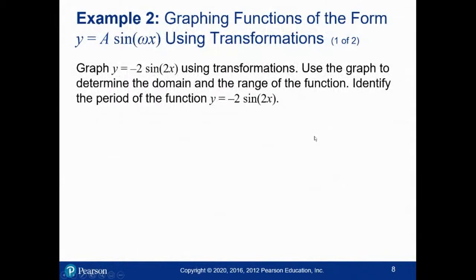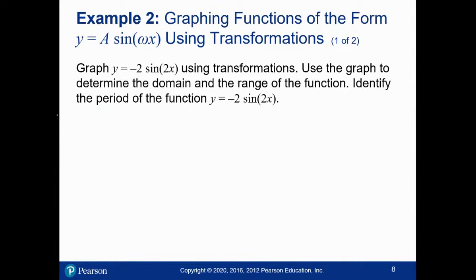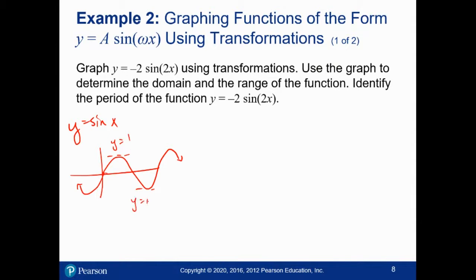Okay, how about this one? -2 times the sine of 2x. So let's do this in several steps. Let me start with our generic sine curve. That just looks like this. It goes to a maximum of 1 and a minimum of -1, and it takes a length of 2 pi to complete its full little cycle.